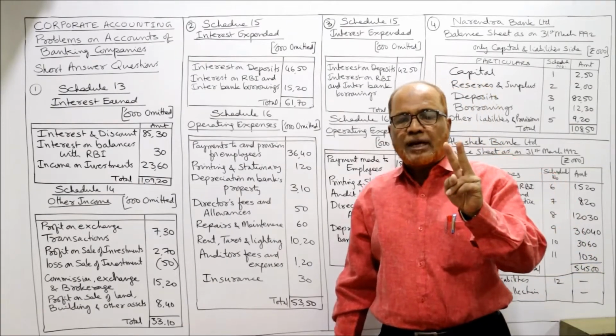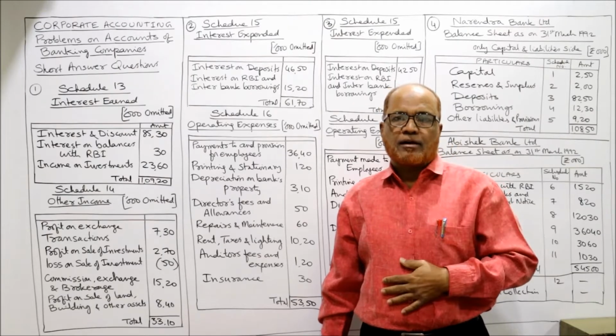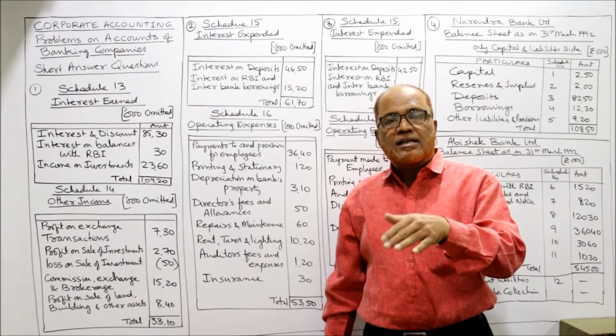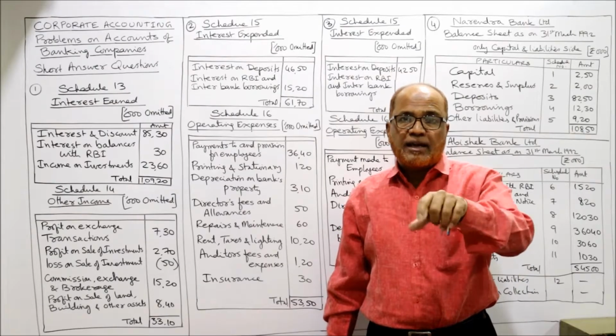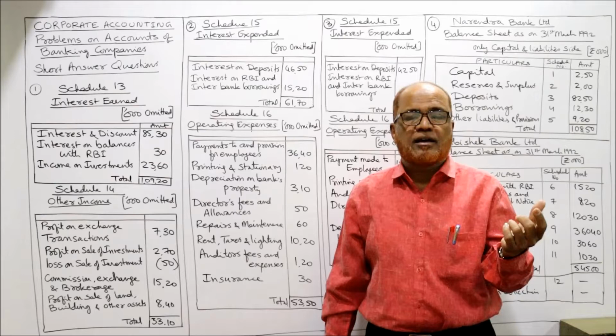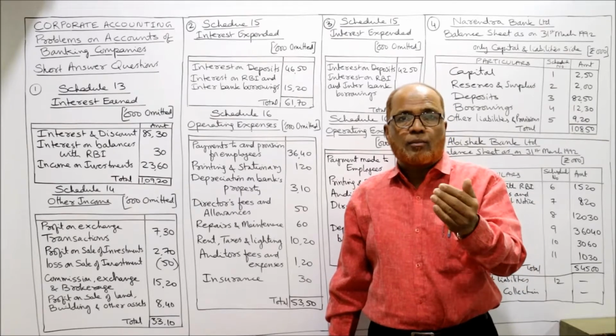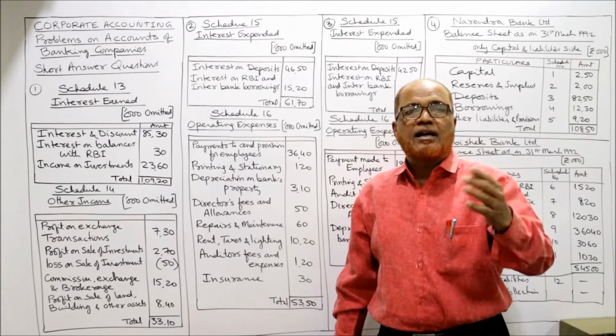See, there are two types of interest attached with the bank. Interest earned and interest expended. That you have to keep it in mind. Interest earned कब लेंगे और interest expended कब लेंगे. Interest earned जो है वो income होता है और interest expended is an expenditure.